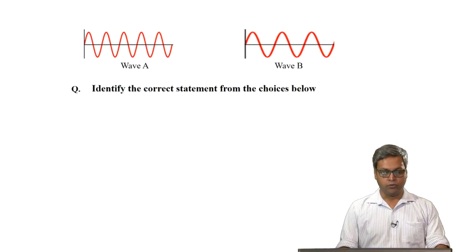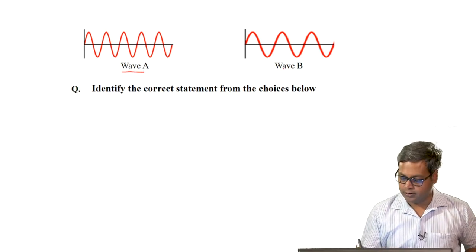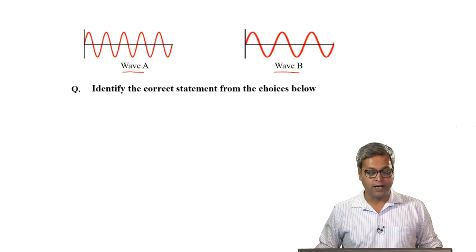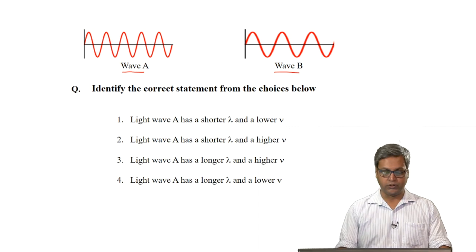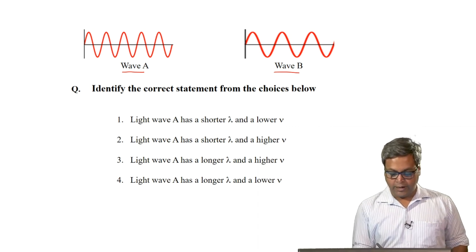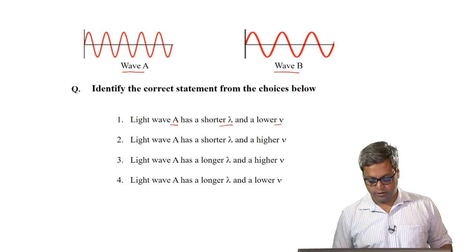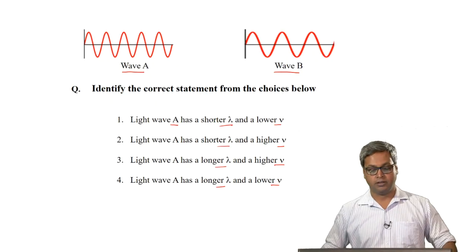So, let us look into the first problem. We have two waves, one is wave A and the other is wave B, and the question is: identify the correct statement from the choices below. What are the choices we have? Light wave A has shorter wavelength, lower frequency; shorter wavelength, higher frequency; longer wavelength, higher frequency; longer wavelength, lower frequency. One of these answers is correct.